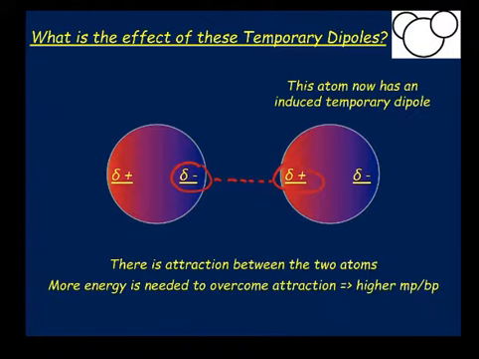And once they're attracted to each other in some way, I now need to put energy in to disrupt that attraction if I want to change its state or find its melting or boiling point. So once there's interaction between your molecules or your atoms, they're going to have higher melting points and boiling points.